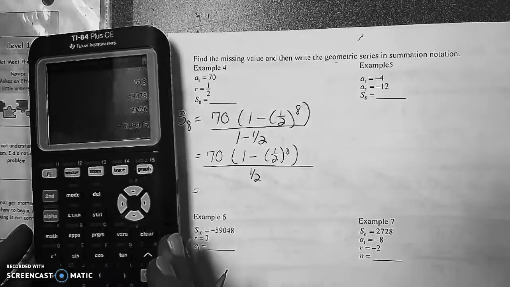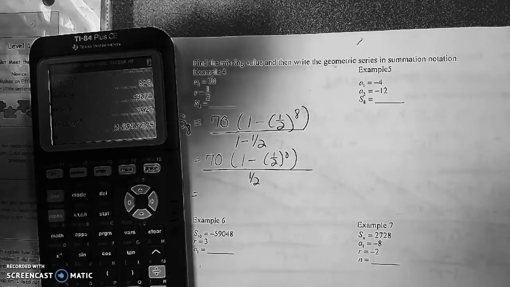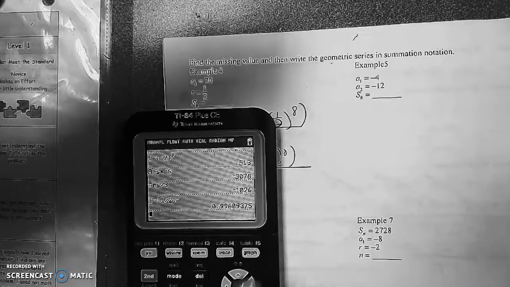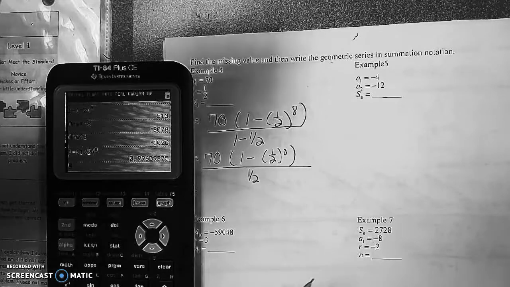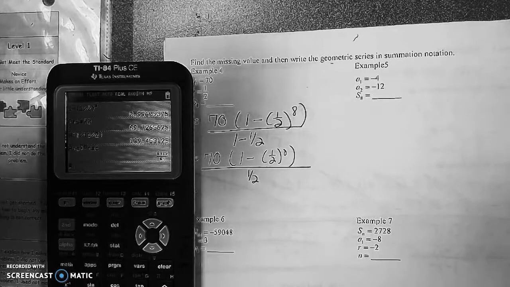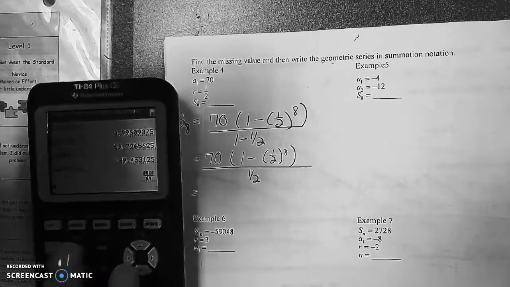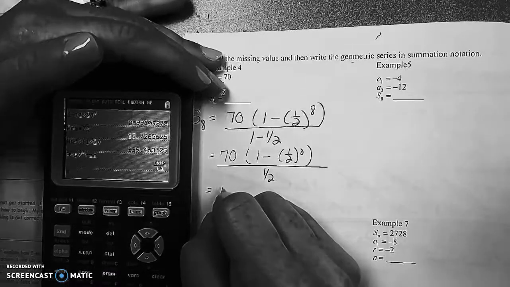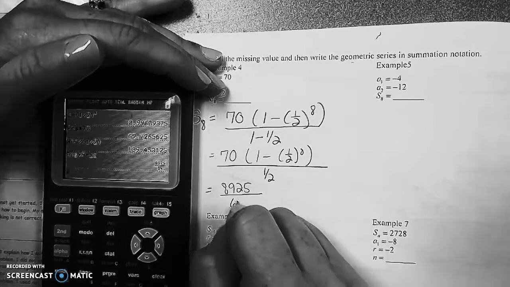So again, when I'm using my calculator here, I typed in 1. Can you guys see that? I typed in 1 minus 1/2 to the 8th. I'm now going to multiply that by 70. Then I'm going to divide it by 1/2, or multiply by 2. I did math enter and changed it to a fraction, and so the sum is 8,925 over 64.